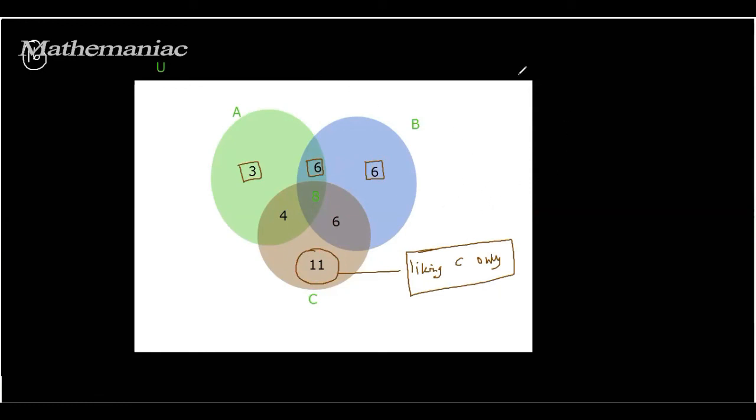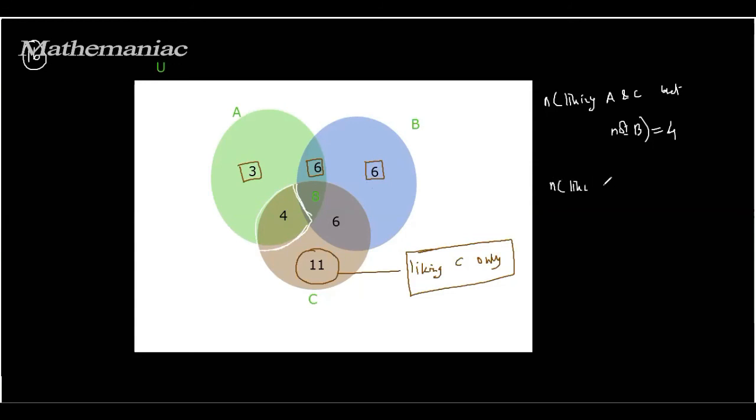So now here, if I add one more question from my side: the number of persons liking A and C but not B. A and C will be liked but not B. So A and C will be liked by 4 but not by B. That means only these 4 will be coming as the answer. Right?